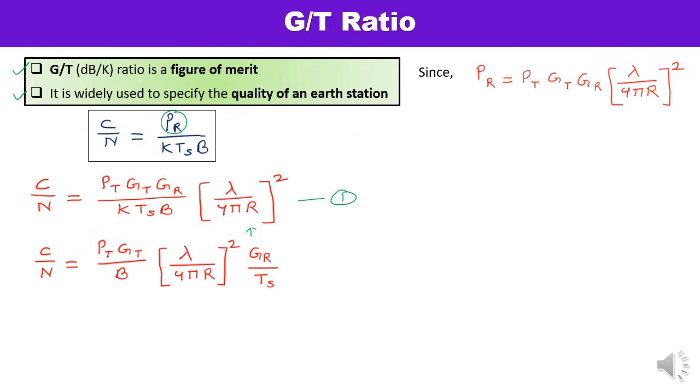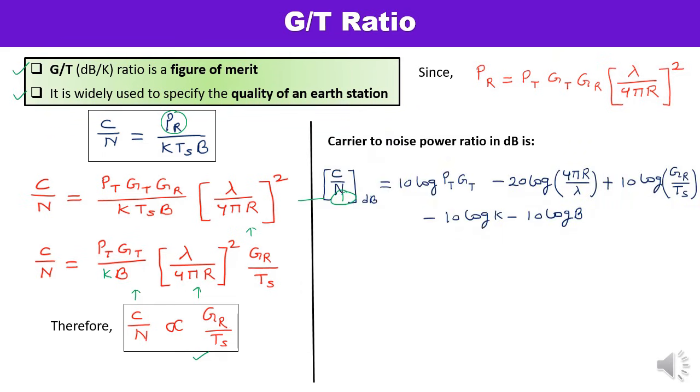How are we rearranging? PT GT upon K into B, times lambda upon 4 pi r its whole square, times GR upon TS. We are saying this term is constant. This is also known. K and B are constants. It means from here you can say the carrier to noise power C by N is directly proportional to GR upon TS. This is proportional to the G by T. So the carrier to noise ratio is directly proportional to this.